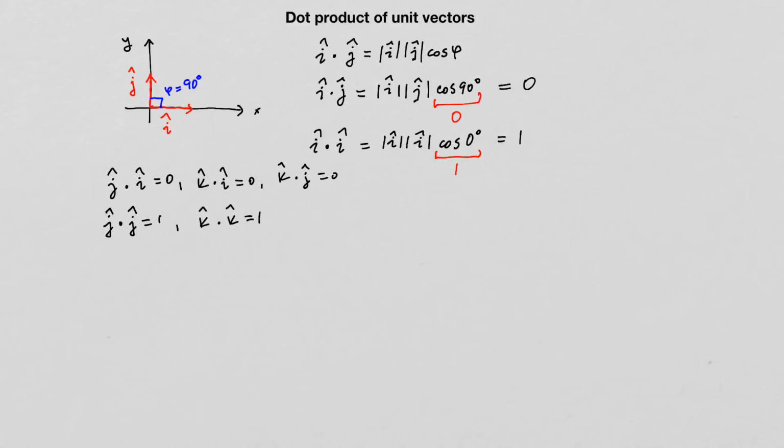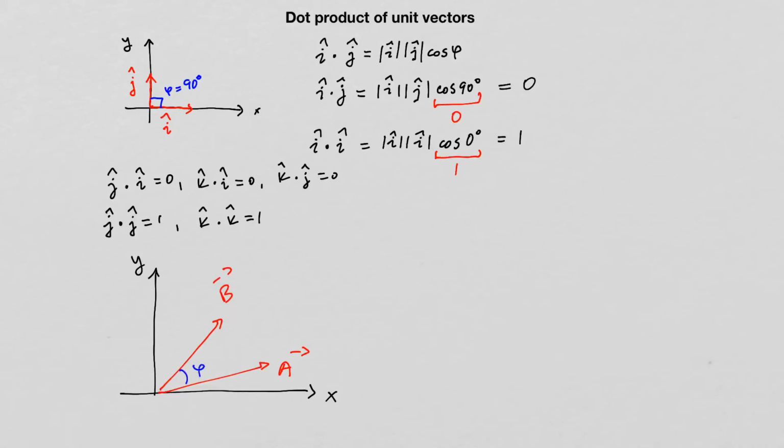So let's consider a two-dimensional situation, because it is a little bit straightforward to draw. So let's take two vectors A and B. So we have vector A like that and vector B like that. The angle between the two is phi. So according to the definition, A dot B is simply equal to magnitude of A times magnitude of B times cosine of the angle between the two vectors.